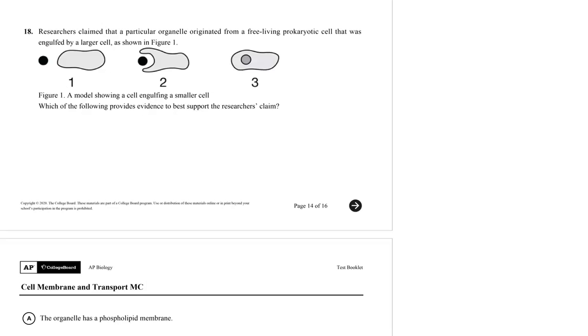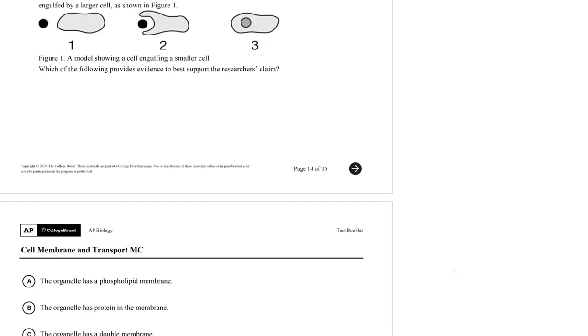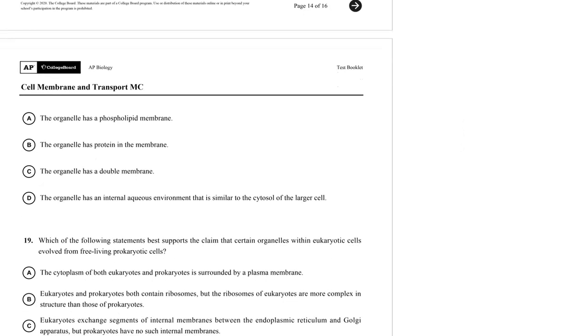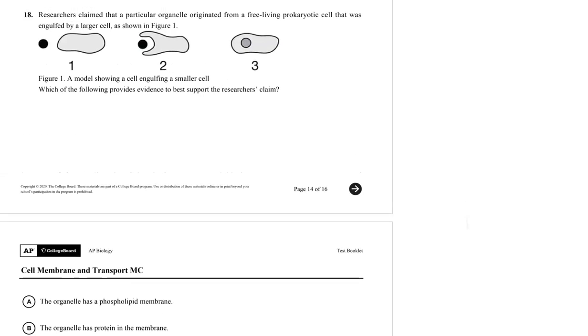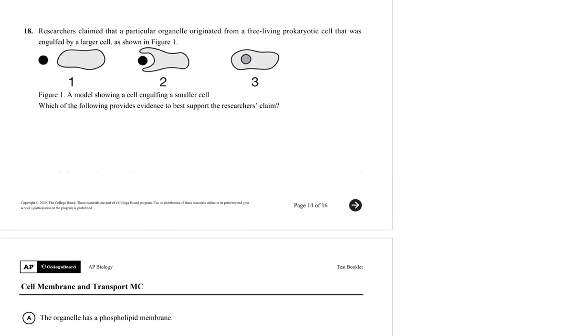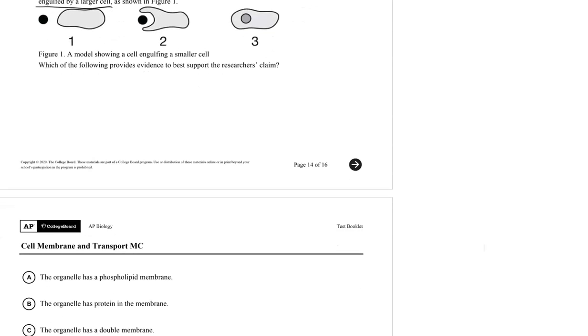Number 18, researchers claimed that a particular organelle originated from a free-living prokaryotic cell that was engulfed by a larger cell. Which of the following provides evidence to best support the researcher's claim? If the organelle originated from a free-living prokaryotic cell that was engulfed by a larger cell, which one of those matches the best?